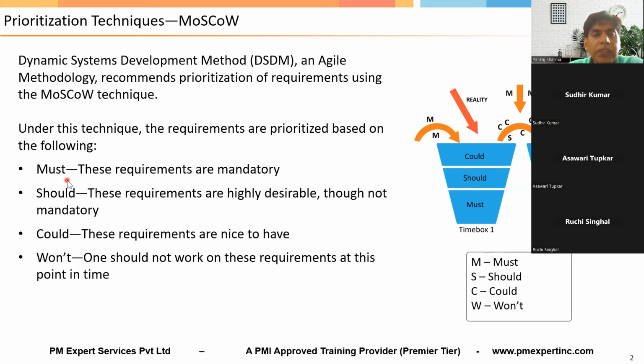Now, what are these requirements? What is must have? What is should have? What is could have? And what is won't have, guys? Now, see, must have requirements are those requirements which are like dissatisfiers. Now, what are dissatisfiers? Those requirements which are mandatory requirements, right? Which are more like threshold requirements. If you don't provide these requirements, the customer will get dissatisfied, right?